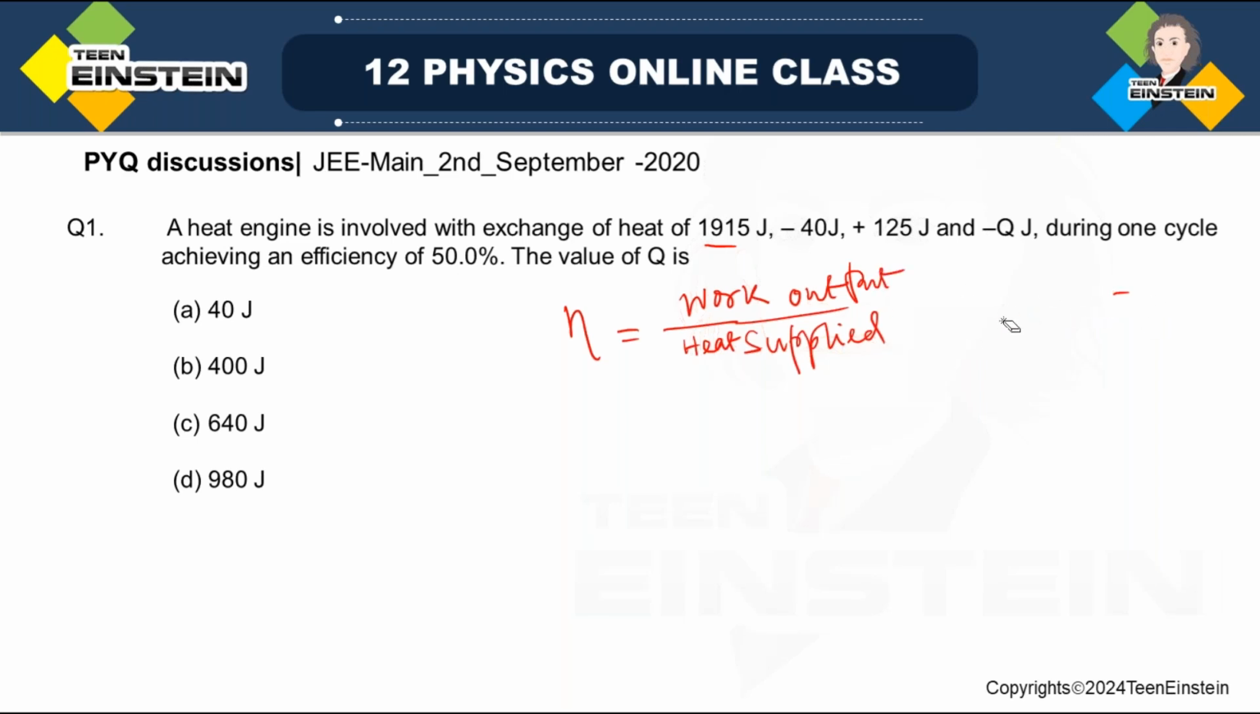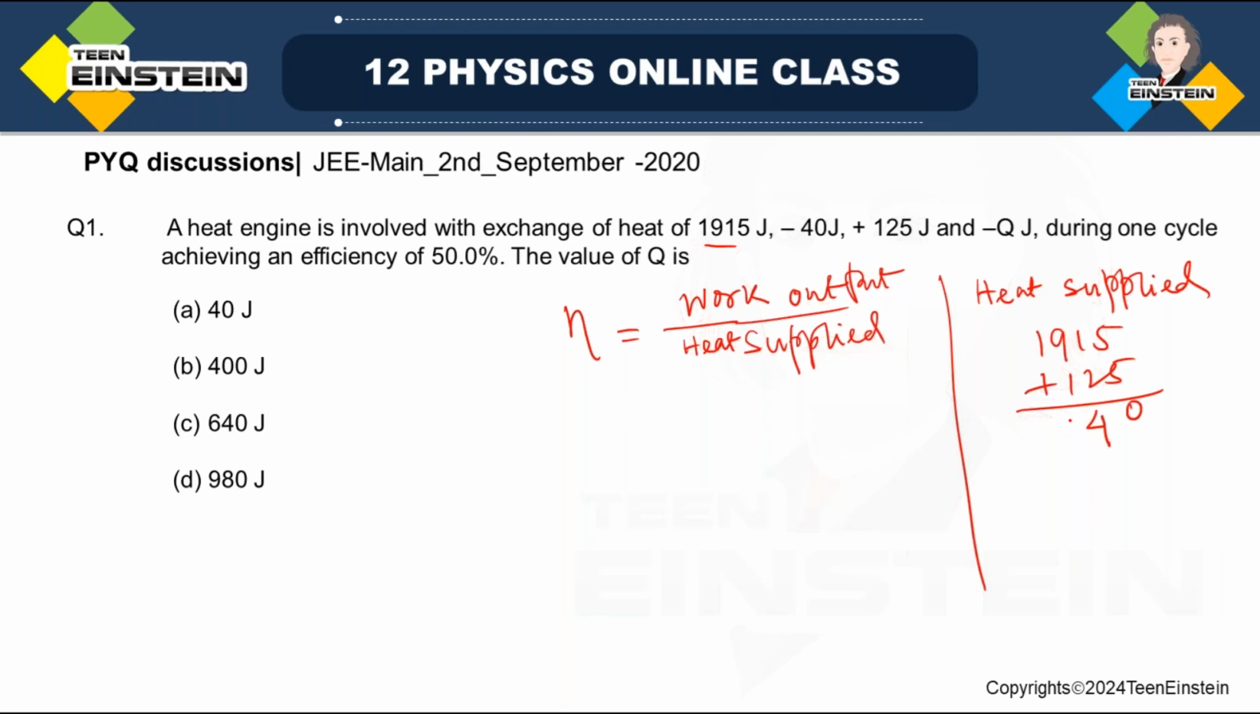So all the positive quantities here are actually heat supplied. So I can actually get heat supplied, this plus 125. So 5 5 10, 1 adds to 2 3 4, this is 9 plus 1 is 10, this is this. So this is actually the energy which is supplied.